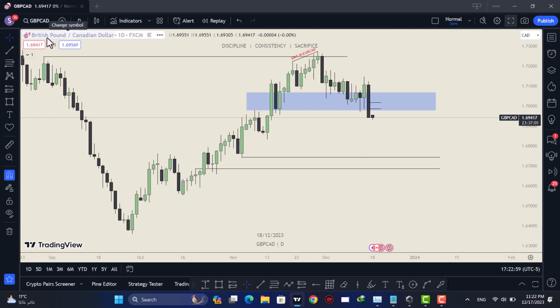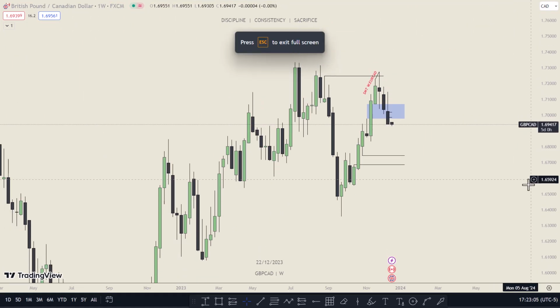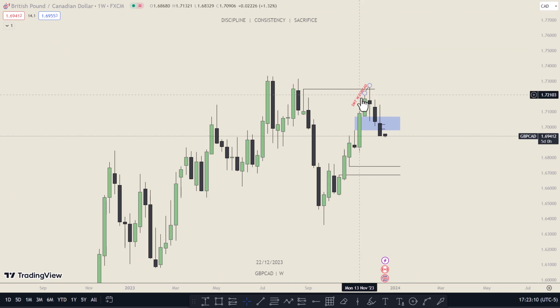And this is the British pound against the Canadian dollar. Let's go to the weekly chart and see what's going on. On the weekly chart, we cleared this liquidity from here. We hit this rejection block, right? And price started retracing to this fair value gap right here. But price started closing below this fair value gap. So now we are expecting this fair value gap to act as resistance.